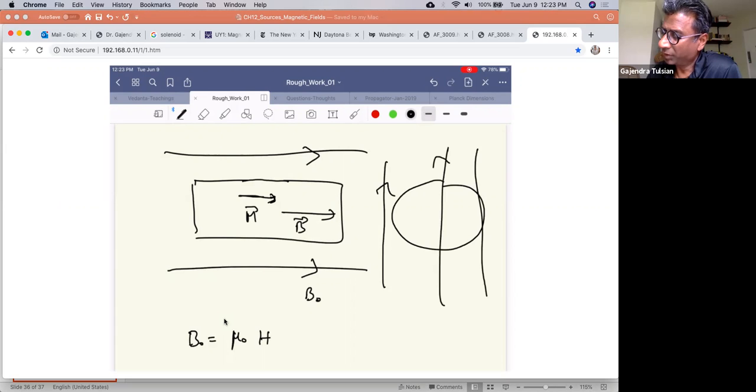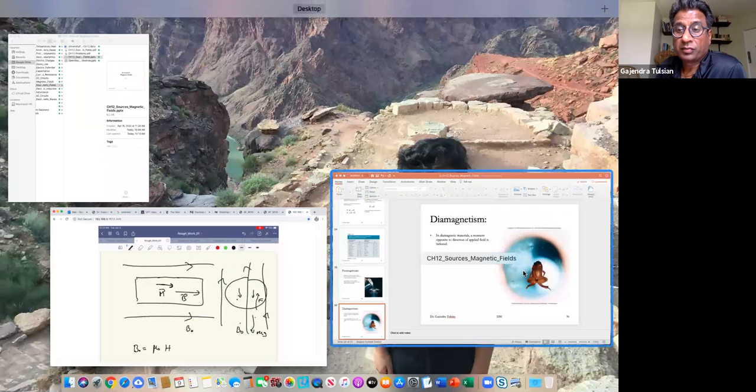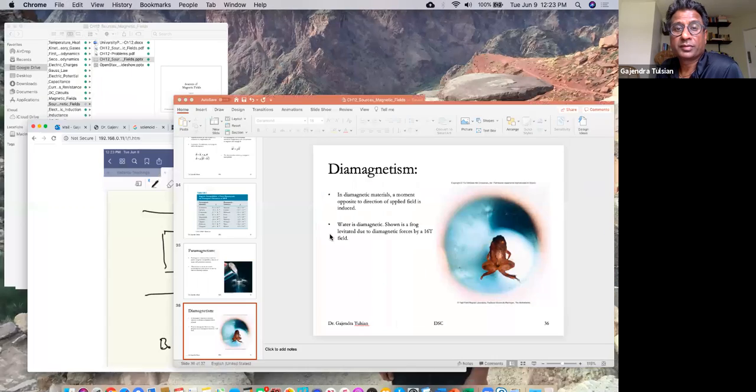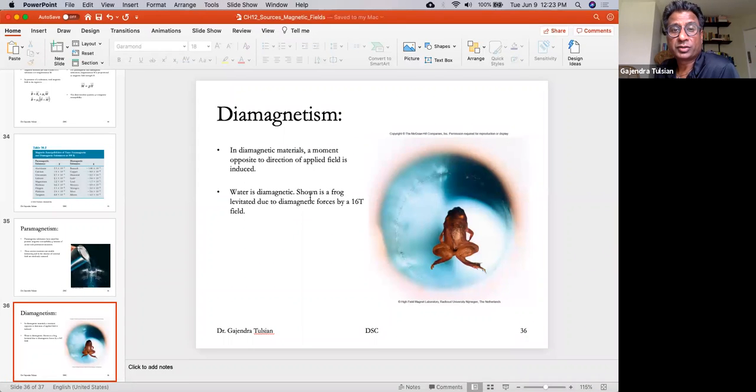And remember, water is diamagnetic, so it acquires a magnetic moment like this. And this repels that. And so the force of gravity is being balanced by this repulsive force. And this frog is floating in air. So water is diamagnetic, shown as a frog levitated due to diamagnetic forces by a 16 Tesla field, a very strong magnetic field. By the way, I understand that after the experiment was done, they thawed the frog and it ran away.